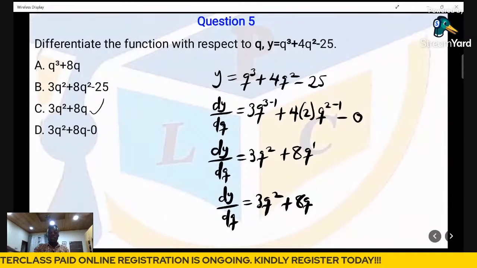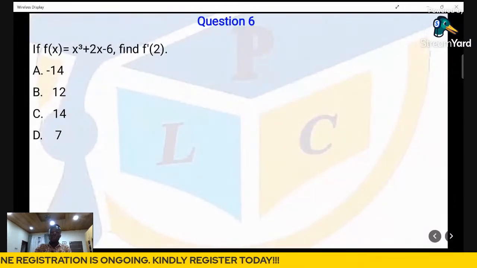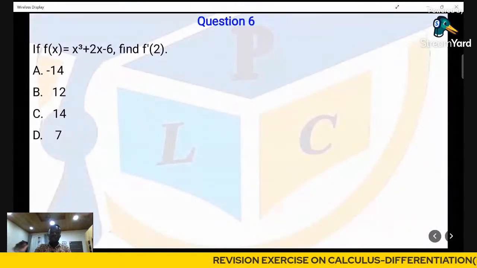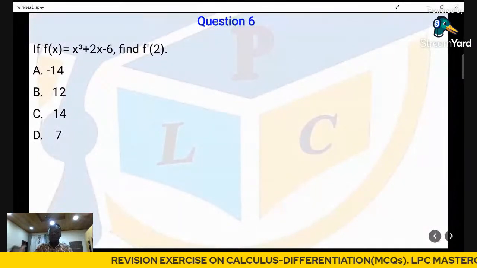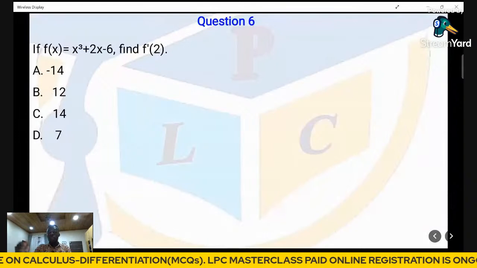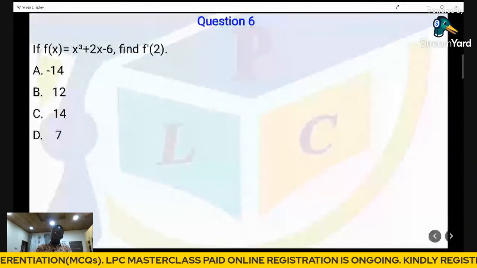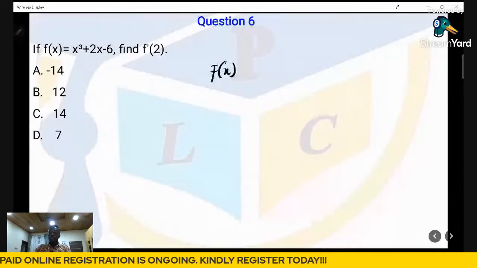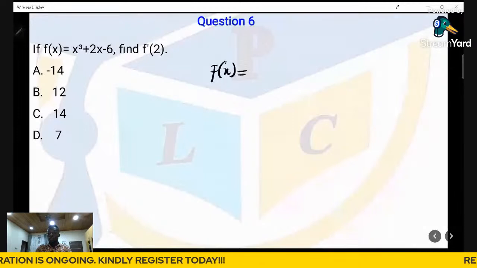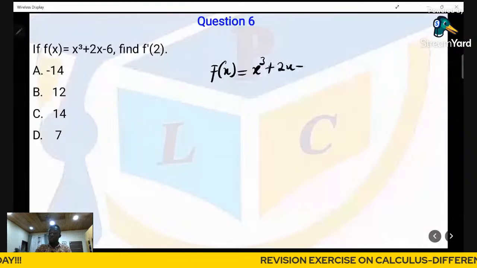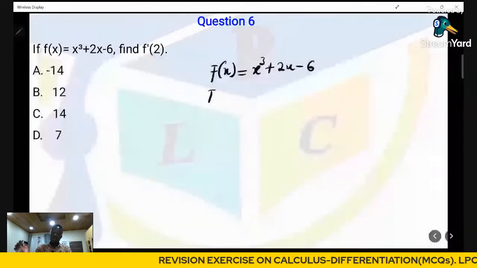Question number 6. If f of x is equal to x cubed plus 2x minus 6, find f prime of 2. So before we can find f prime of 2, we need to differentiate the function so that we can substitute the 2 into the differential of f of x. So we know f of x is equal to x cubed plus 2x minus 6.